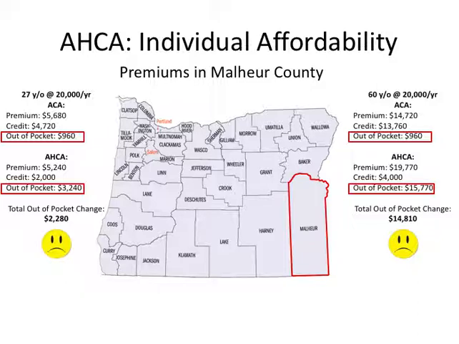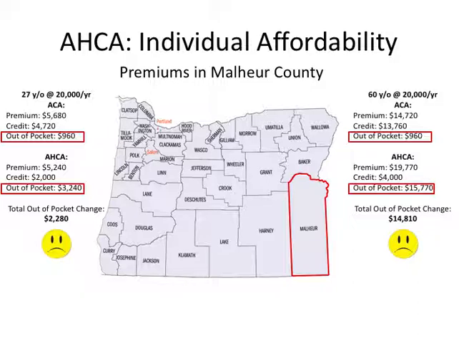An older person in that same county would have a premium of $14,000 under the ACA, a credit of $13,000, and an out-of-pocket cost of about $960 under the ACA. However, if you look at the AHCA for the same person, the premium would go up to $19,000. The credit would stay the same at $4,000, and the out-of-pocket cost for this person would be $15,770. That's a total out-of-pocket increase in premiums of $14,810.